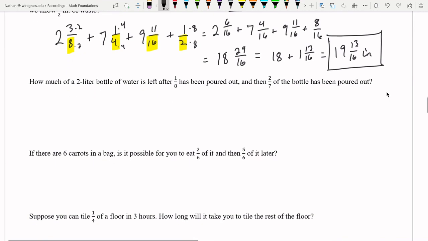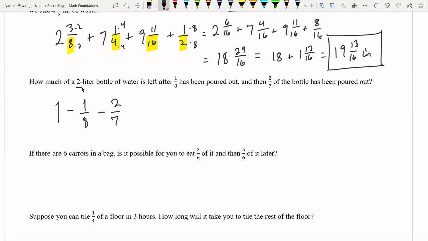Okay, how much of a 2-liter bottle is left after 1/8 of it's been poured out and then 2/7 has been poured out? So we're not going to start off with 2 because 2 isn't the initial amount, right? The initial amount is the whole, or 1. We have 1 bottle of water, and then 1/8 has been removed from this 1, so minus 1/8, and then we have 2/7 being removed from that.